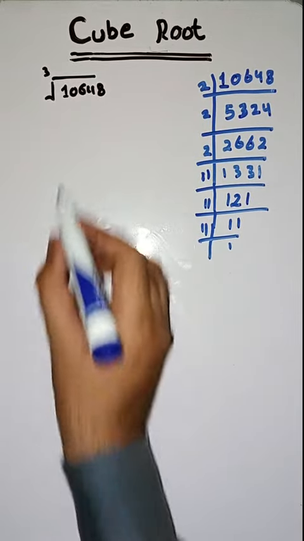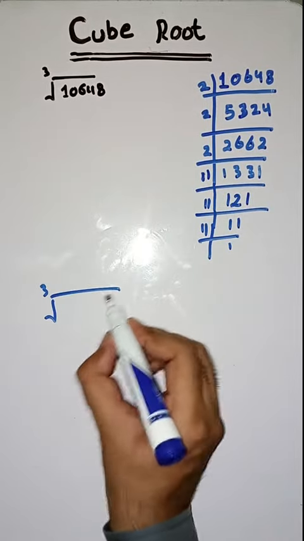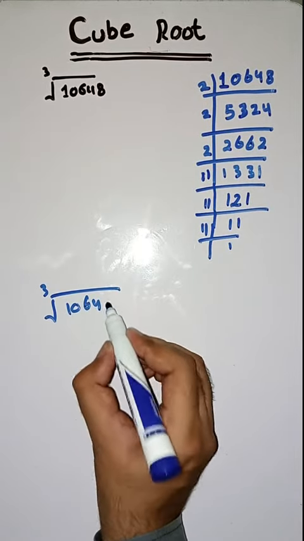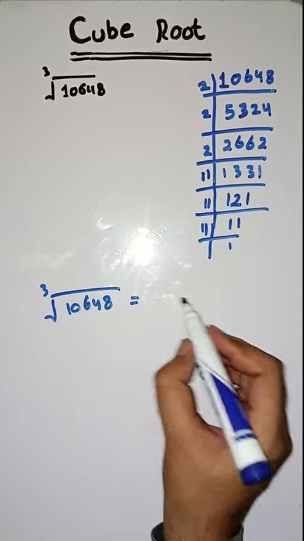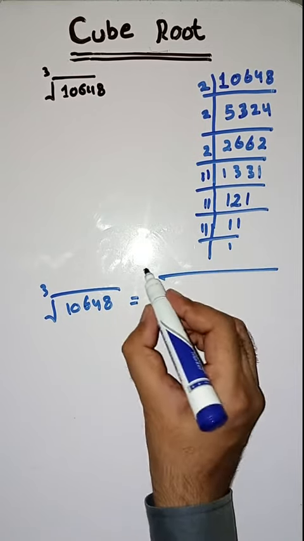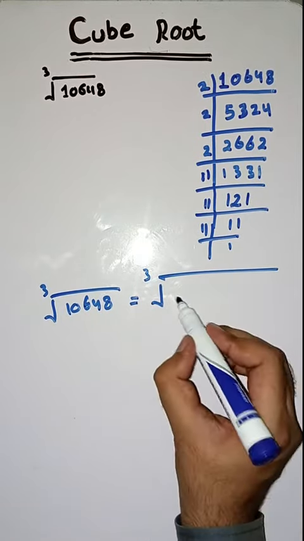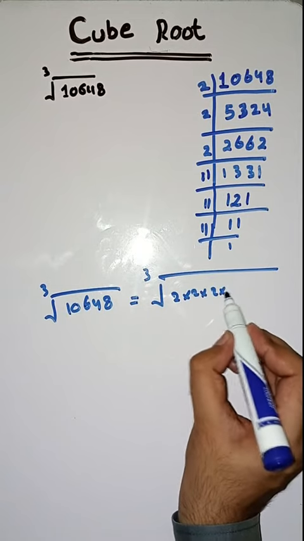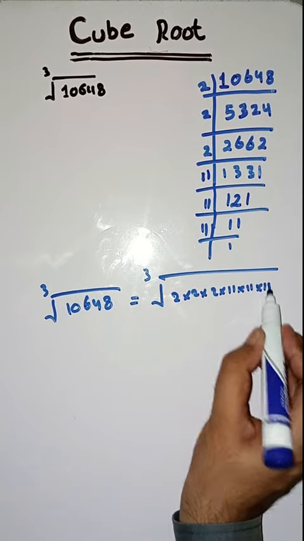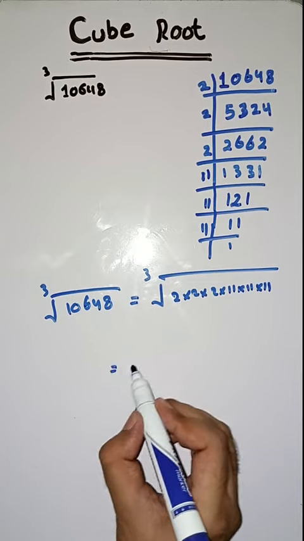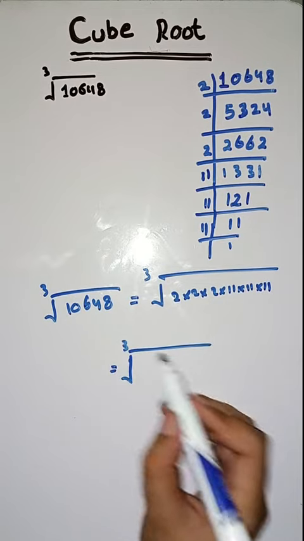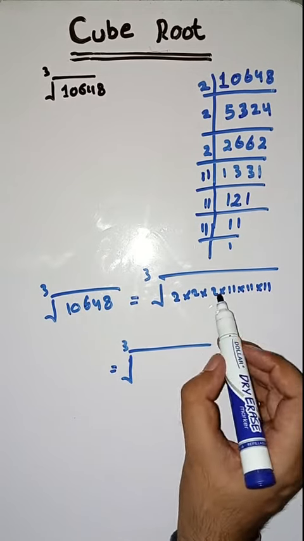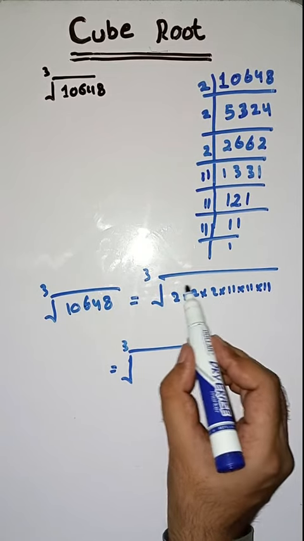So students, the cube root of 10,648 is equal to the cube root of its prime factors, which are these: 2 into 2 into 2 into 11 into 11 into 11. Got it, students?